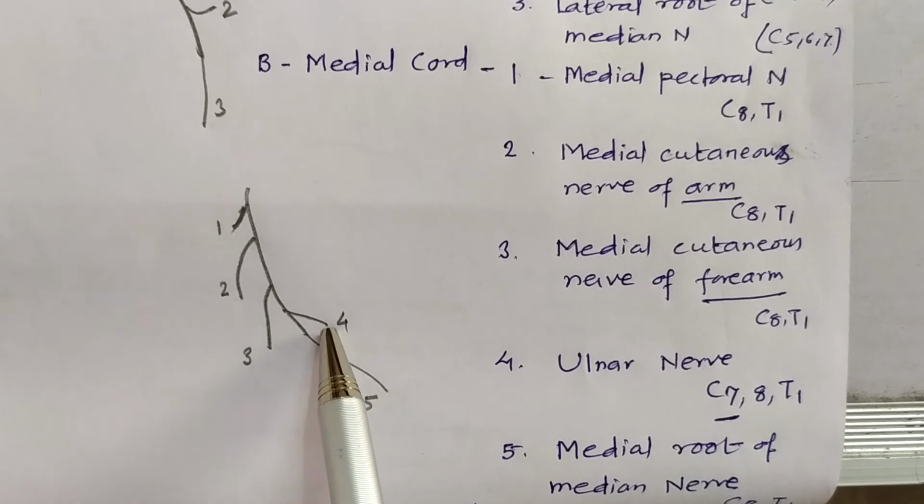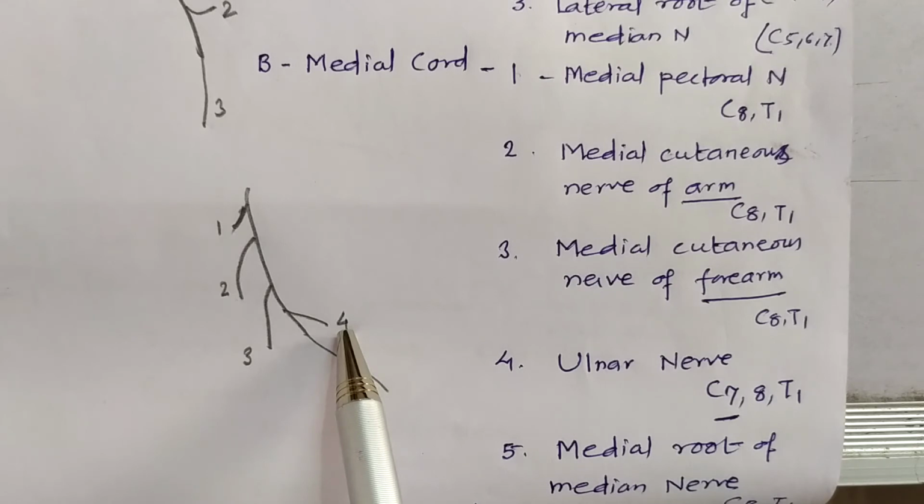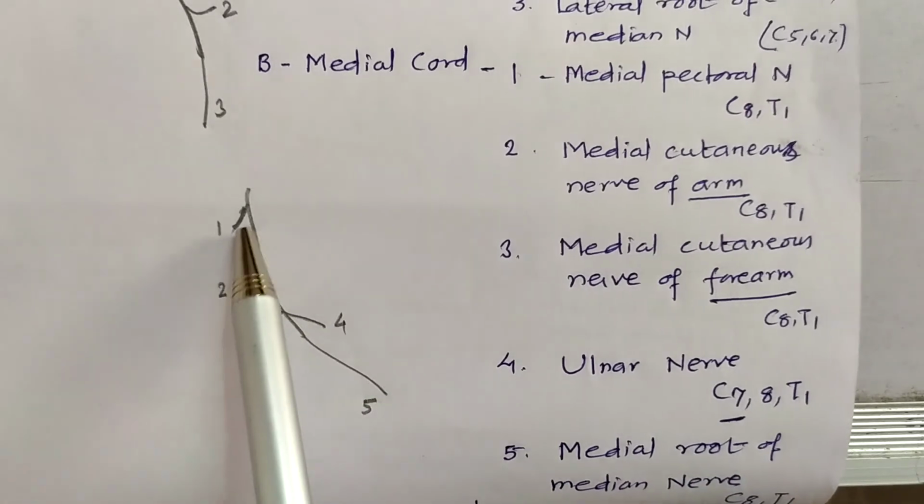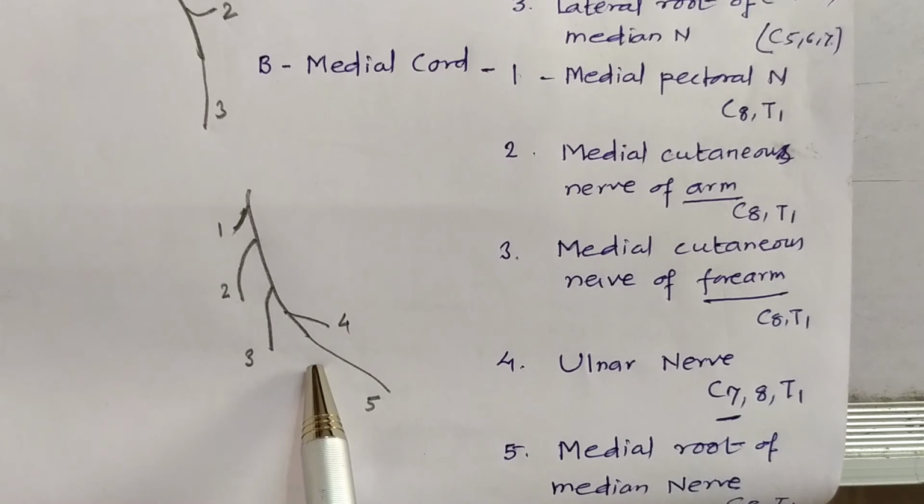The fourth branch is ulnar nerve. Ulnar nerve is also called as musician's nerve, and it is responsible for the intricate movements of fingers. And the last branch is the medial root of median nerve. The root value of branches of the medial cord is C8 and T1.